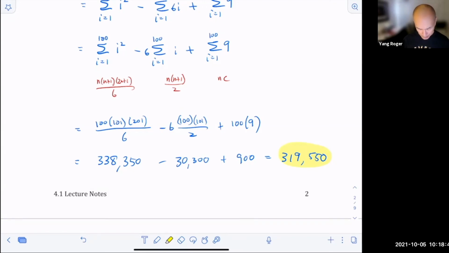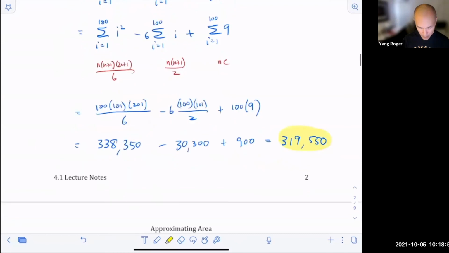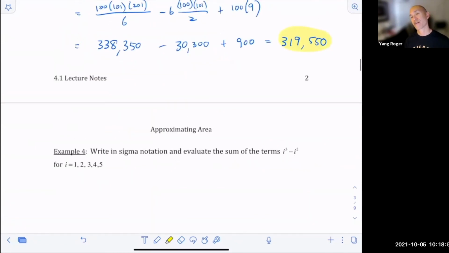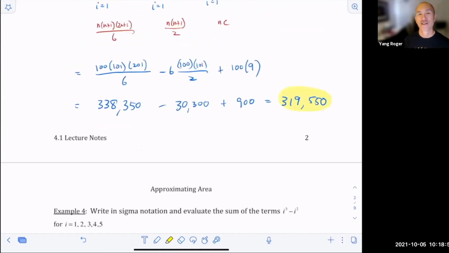So let's take a look at example 4. Remember, we're still just trying to get used to sigma notation. I'm going to get to all the rectangle stuff in a little bit.